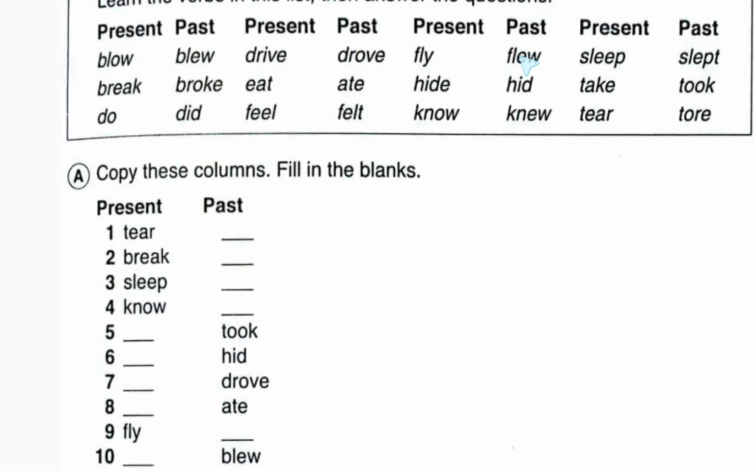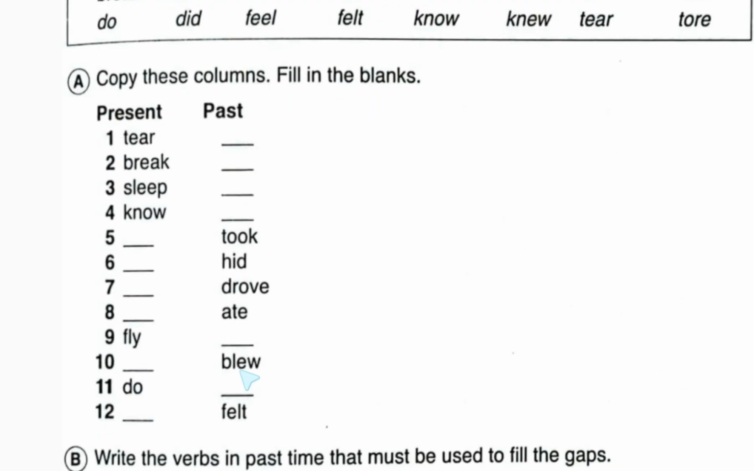Again I am telling, just try to memorize this thing, because you will find these words many times in your life. These are actually daily words of a person. So now here blew is given, past form is given. So its present is what? Its present is blow. Do, its past is did, and felt, its present is feel.